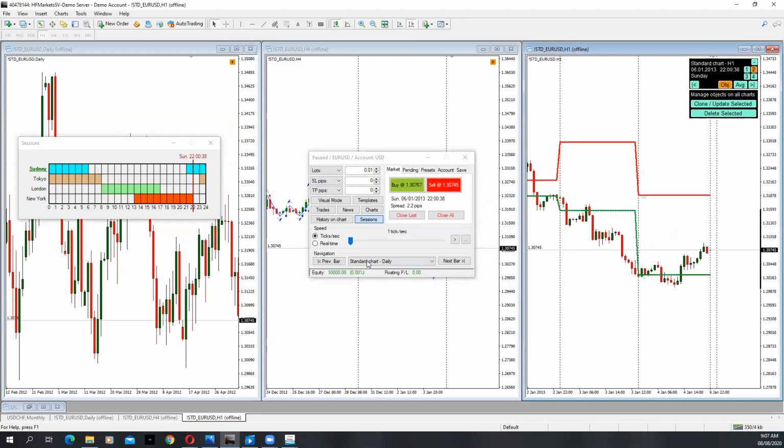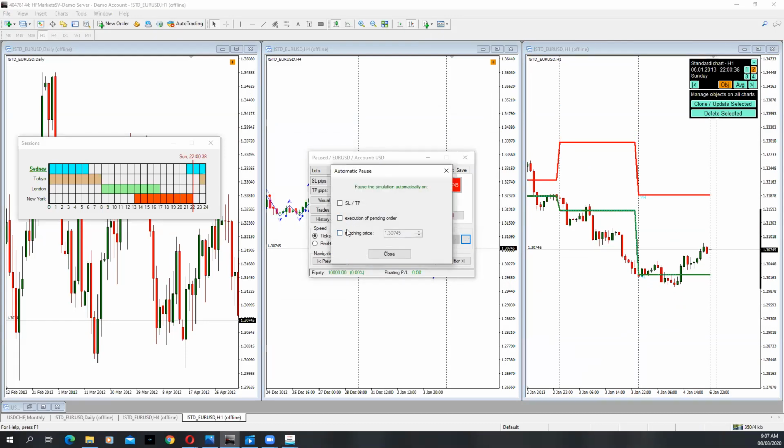So you want to test it. You start here, you go to the time frame you want to use. If you leave it on daily, once you click, it's going to move forward by 1 day. Then you come to this 3 dotted area. You click pause the simulation automatically on TP or stop loss.